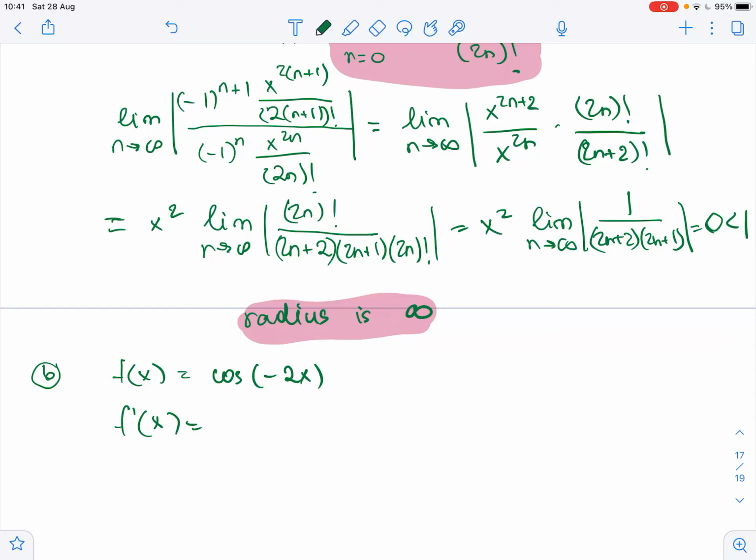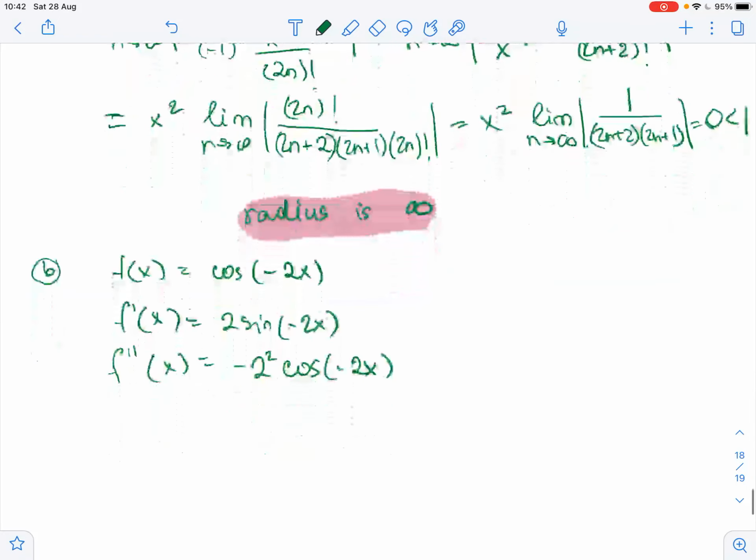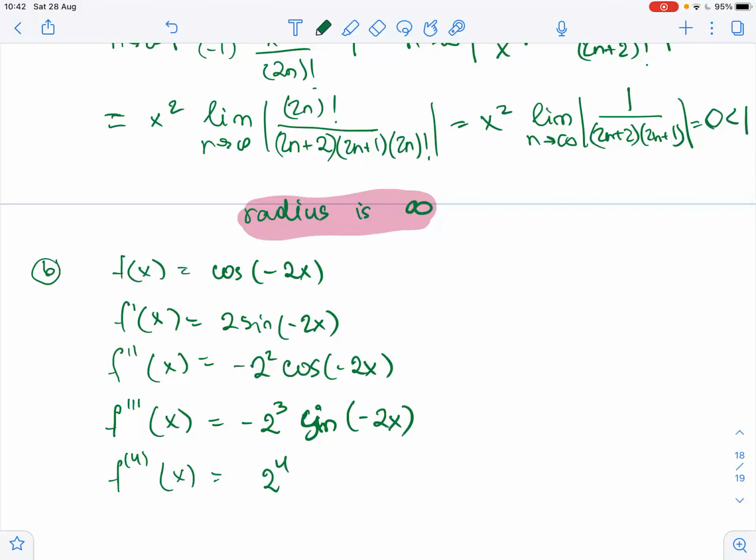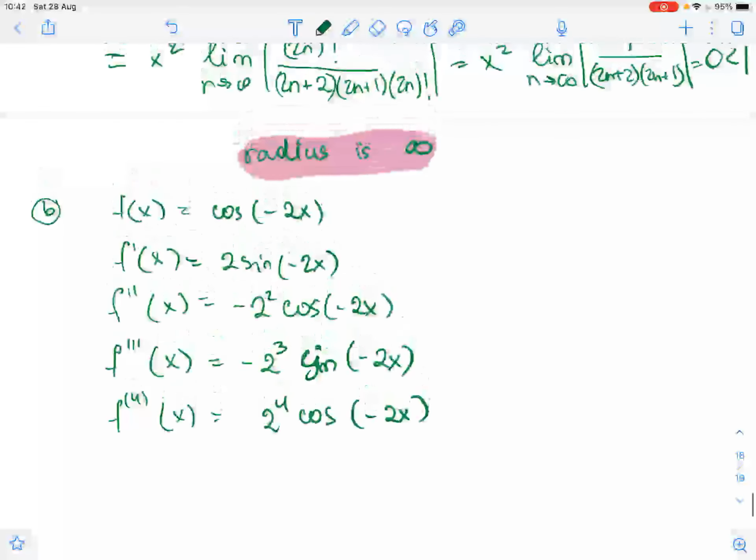We get that f prime of x equals 2 times sine of negative 2x. The second order derivative of f of x equals negative 2 squared times cosine of negative 2x. Then the third order derivative of f of x equals negative 2 cubed times sine of negative 2x. And finally, the fourth order derivative of f of x equals 2 to the fourth power times cosine of negative 2x.